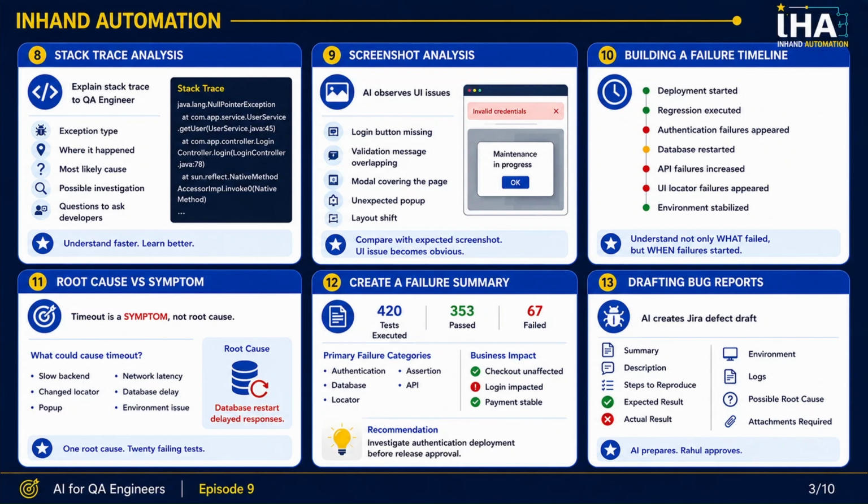And now Rahul asks AI to create a Jira defect draft. So AI prepares a summary, description, steps, expected result, actual result, environment, logs, possible root cause, attachment required. Rahul verifies everything before creating the actual ticket. Again, AI prepares everything for Rahul, and Rahul is the approver here, who decides whether it is good or not. If it looks good, Rahul approves it. So this is how AI can help us do failure analysis and root cause analysis, right?